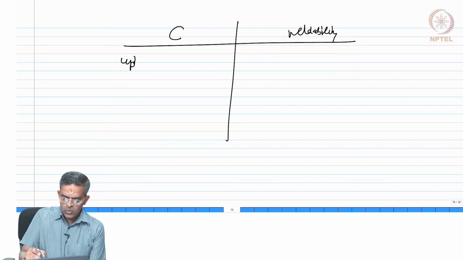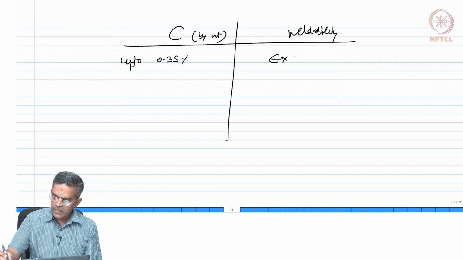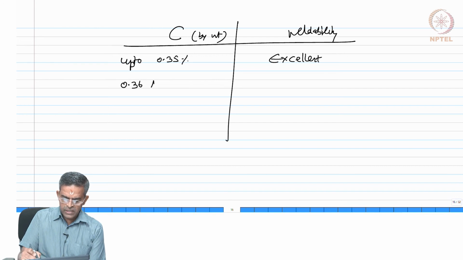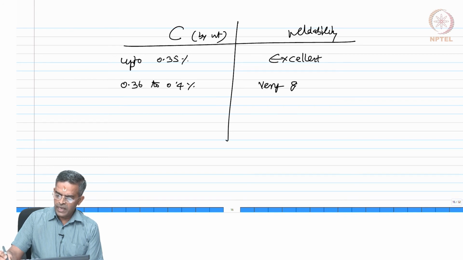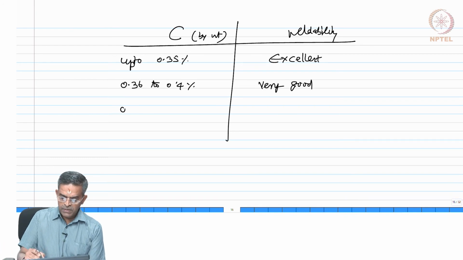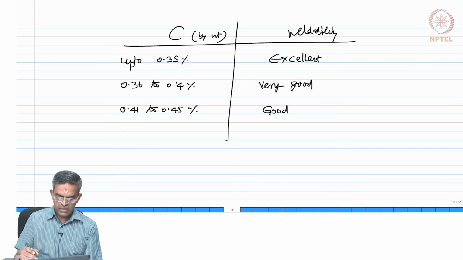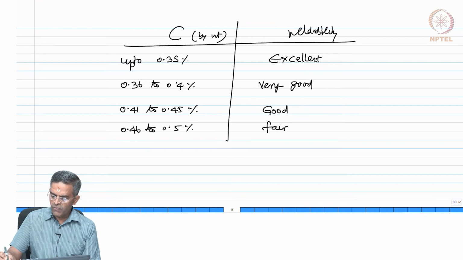If it is up to 0.35% by weight, this is all by weight, okay, then we declare the weldability is excellent. If it is between 0.36 to 0.4% by weight, we call the weldability very good. If it is between 0.41 to 0.45% by weight, we call it having a good weldability characteristic. If it is between 0.46 to 0.5% by weight, we call the weldability fair.